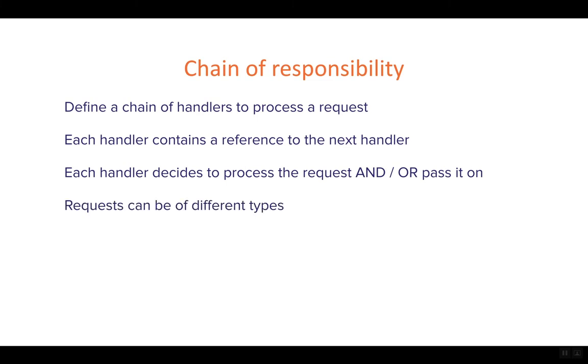And requests can be of different types, okay? So we don't necessarily have to have a single type of request. We can have multiple types, and we can actually send the request to various handlers in the chain. So we don't necessarily have to send the request to the first handler in the chain. We can send it in the middle somewhere if the functionality requires us to do so.